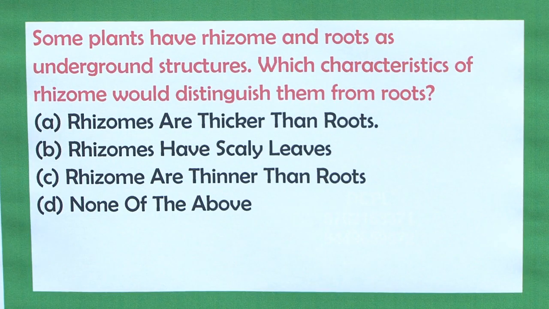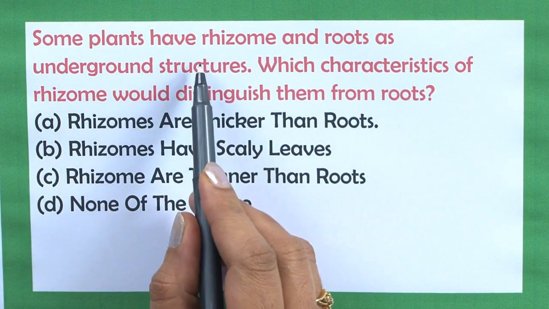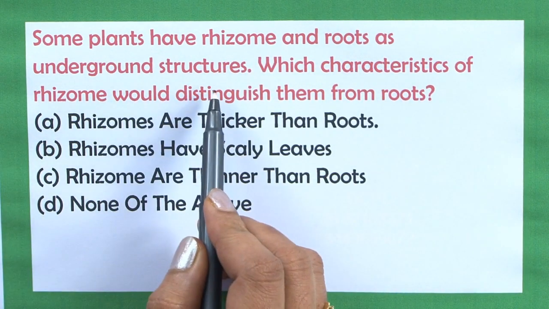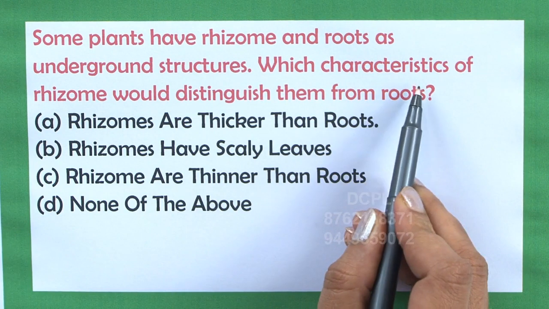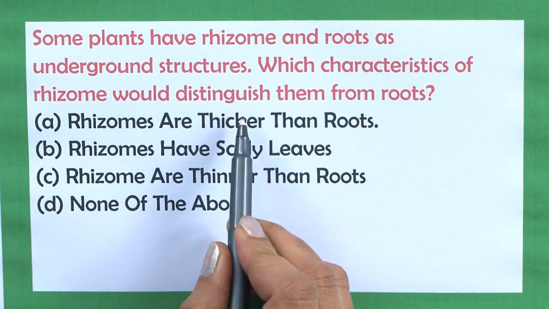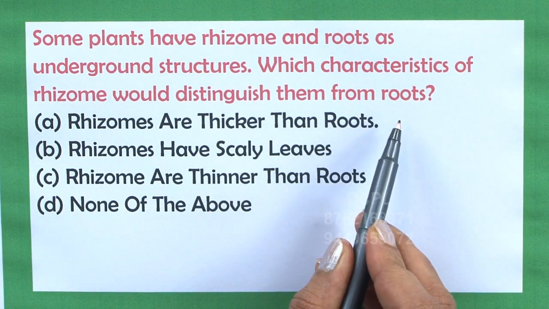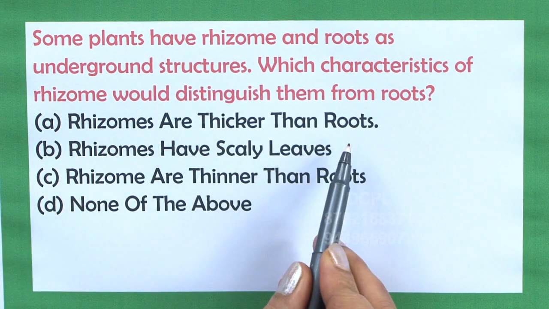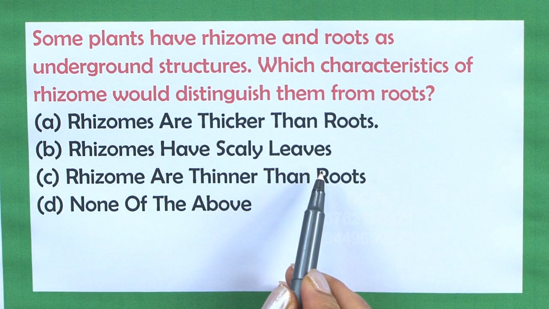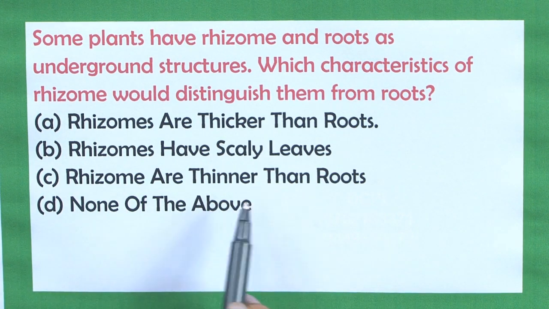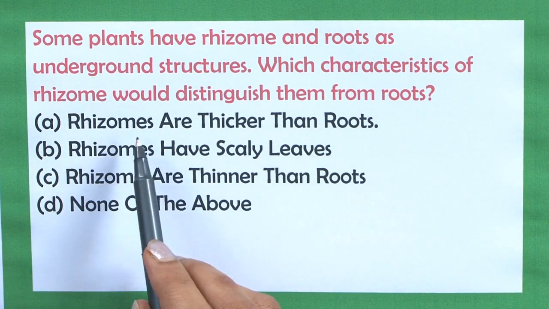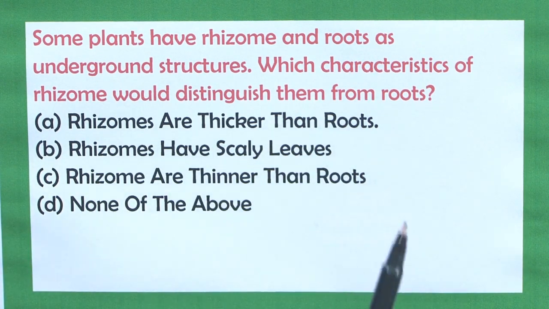The next question: some plants have rhizome and roots as underground structures. Which characteristic of rhizomes would distinguish them from roots? What are the options given? Rhizomes are thicker than the roots, rhizomes have scaly leaves, rhizomes are thinner than the roots, or none of the above. Which character of a rhizome would distinguish them from roots?